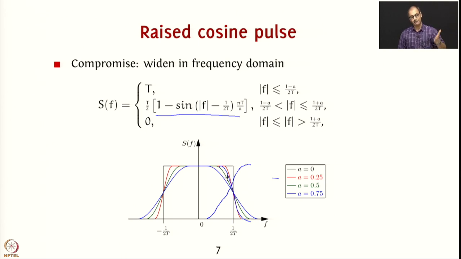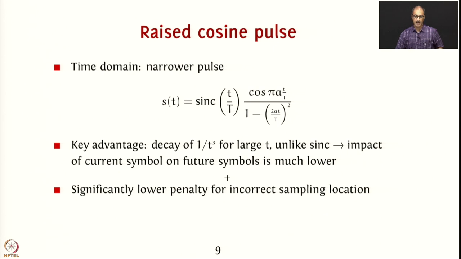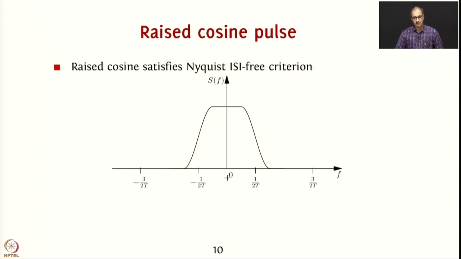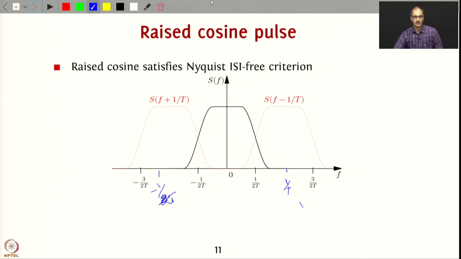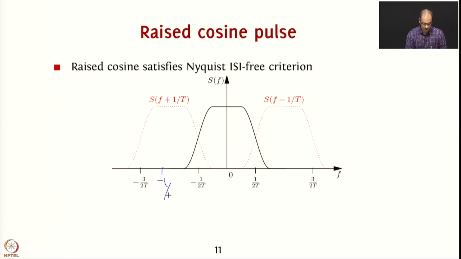Because we want the sampled signal to have a Fourier transform which is flat at 1. So the question is, does this happen? It turns out that if you actually shift the S of f, which corresponds to the raised cosine, then this particular curve, the red curve, is at 1 upon t, and the other red curve is at minus 1 upon t. Just to be sure, this part is actually 1 upon 2t, sorry, minus 1 upon t. So if you now look at these two points, minus 1 upon t and 1 upon t.